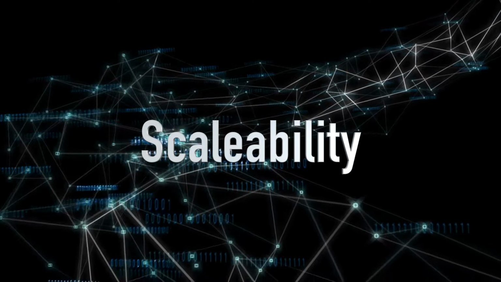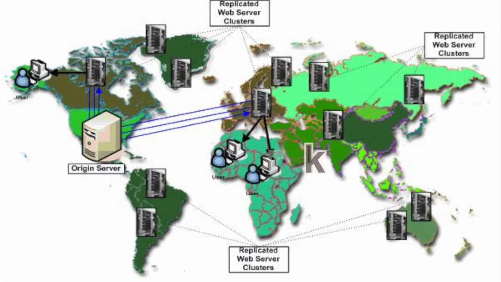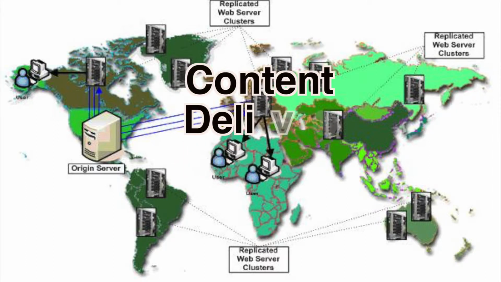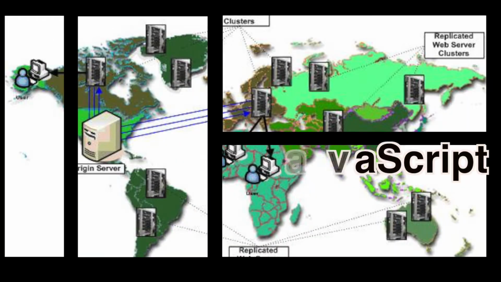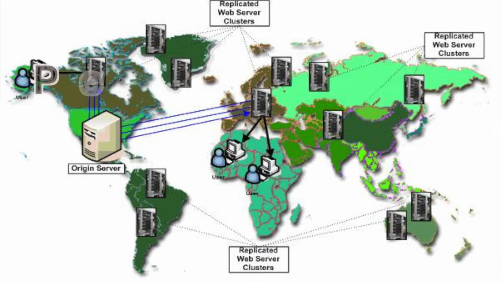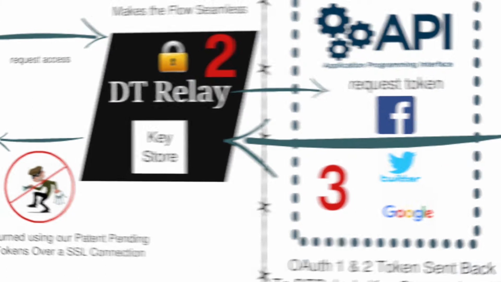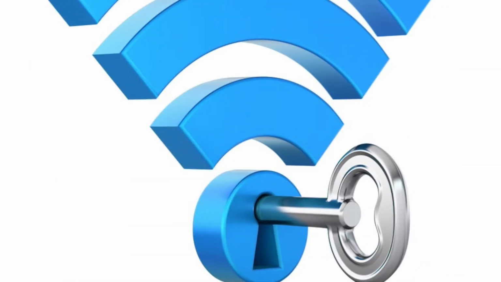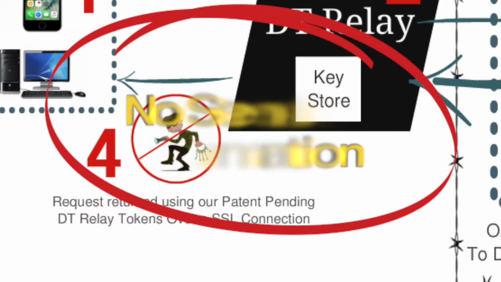Before we go too much further, let's talk about scaling to millions of users and how it can be done very easily with DTRelay. When using DTRelay, being able to build apps with just HTML and JavaScript is a huge benefit. We can post our apps on a content delivery network because we're using HTML and JavaScript, not compiled code. This was the original goal, only using JavaScript to communicate securely with an API, but it also has so many other benefits. By using a DTRelay token, we also protect the connection and make it safe with our token. Again, now there is no OAuth token passed back to the client.